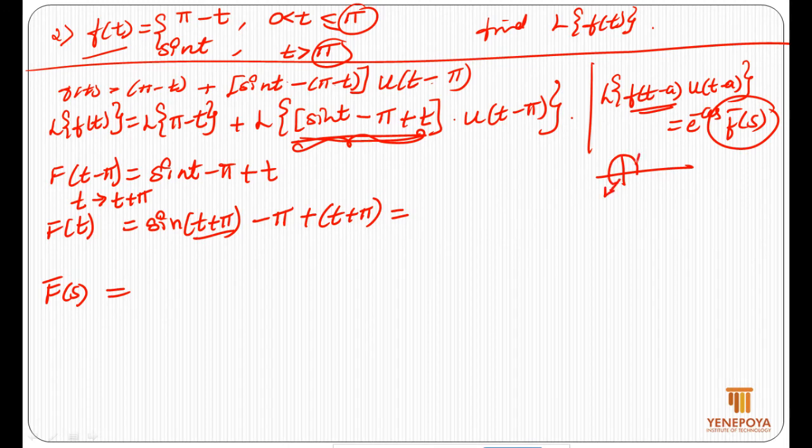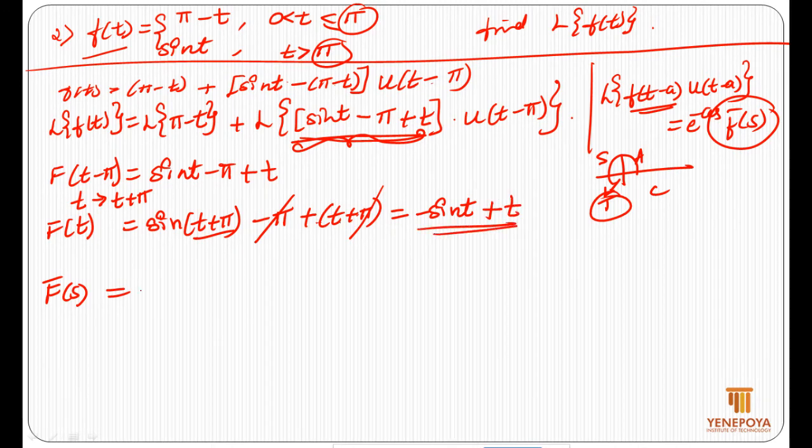Sine of (π + t) is in the third quadrant. In the third quadrant sine is negative, right? So minus sin t, correct? Minus sin t. Minus π and plus π get cancelled. So the next term, plus t, remains.